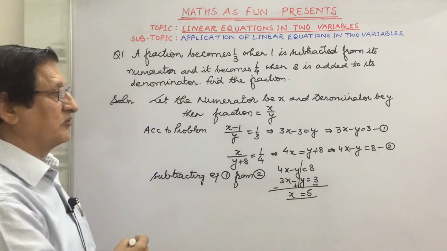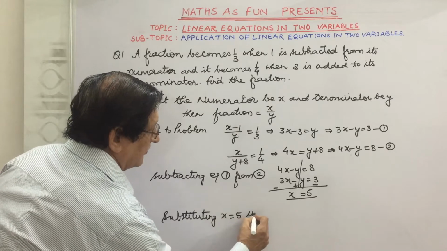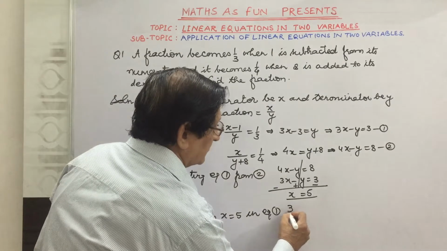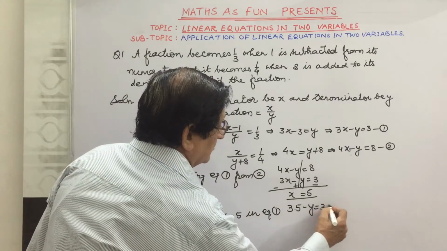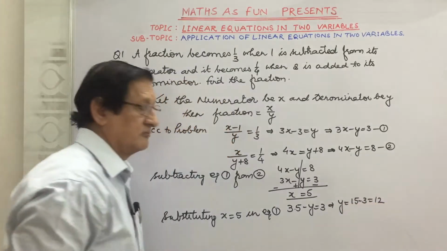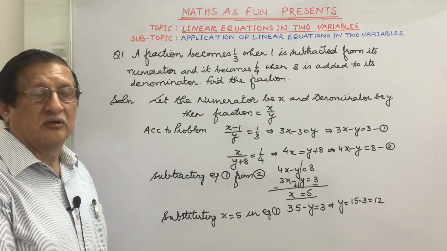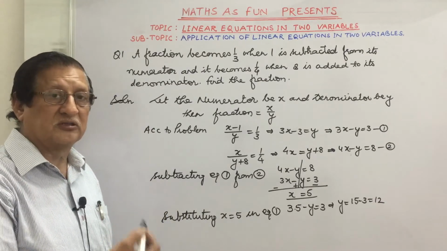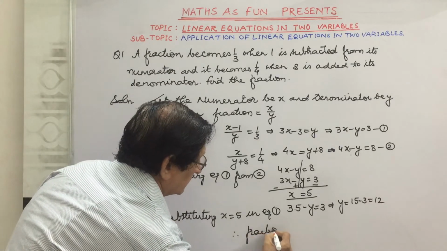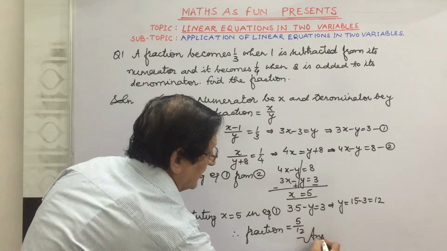Now we can substitute this value of x in any one of the equations. Suppose we substitute x equal to 5 in equation number 1. That will give us 3 into 5 minus y equal to 3. It means y equal to 15 minus 3, that is 12. So we have got the values of x and y both, but we are to find the fraction. So the answer is to be given according to the problem. Therefore the fraction is equal to 5 upon 12, and this is the answer of this problem.